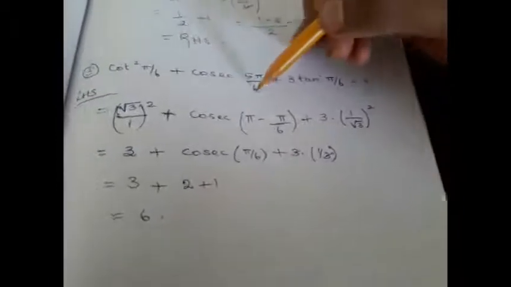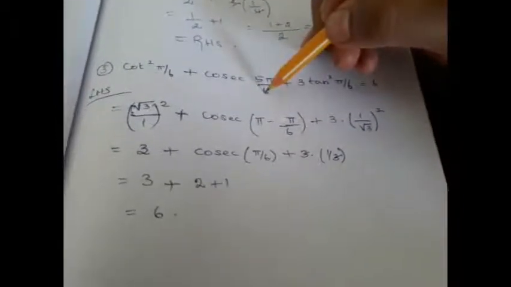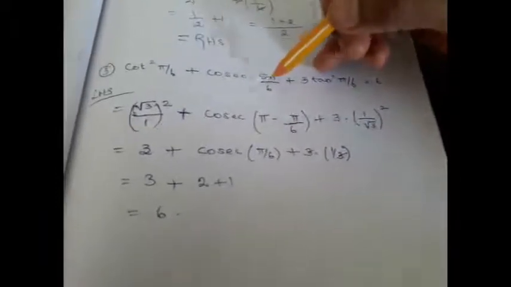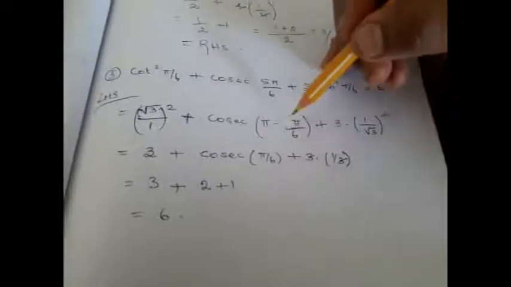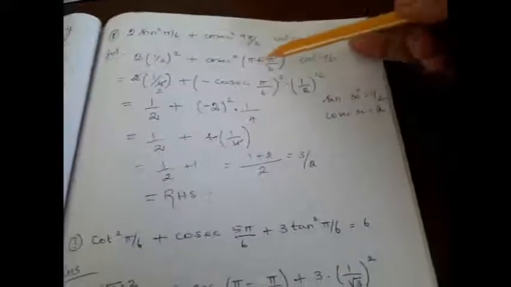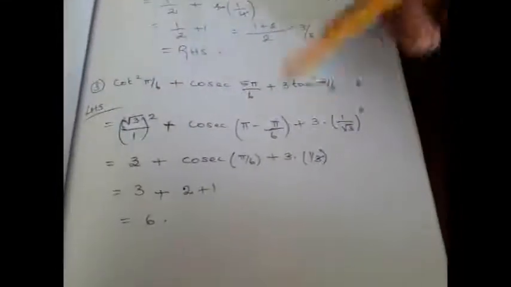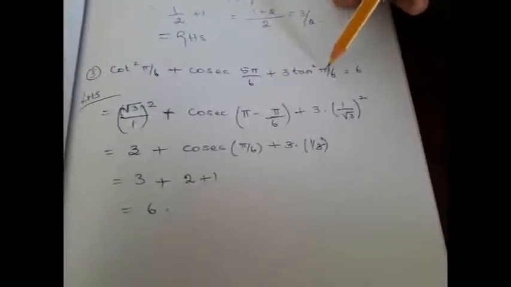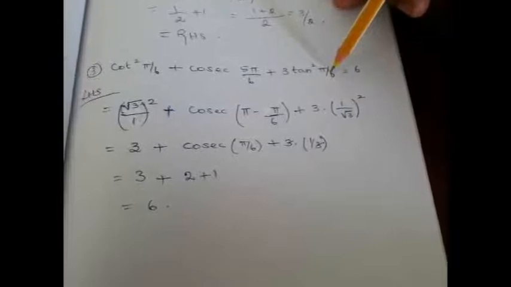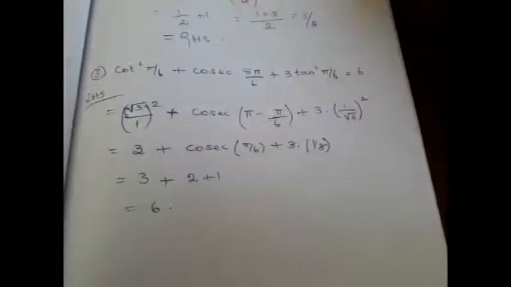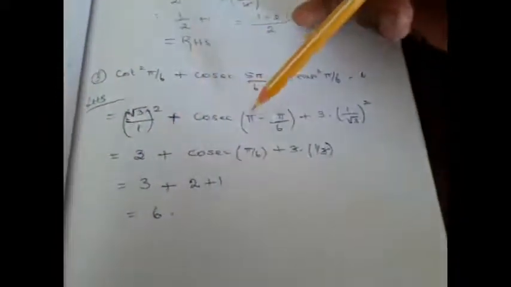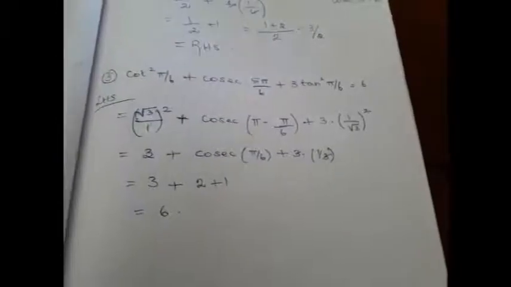Next, 5 pi by 6. Again, 5 pi by 6 is not a standard angle. So try to express it in terms of pi or 2 pi. So here we can write 5 pi by 6 as pi minus pi by 6. Earlier we got in the previous problem 7 pi by 6, so we had written pi plus pi by 6. Here pi minus pi by 6 plus 3 into tan square pi by 6. Pi by 6 means 30. What is tan 30? 1 by root 3. So 1 by root 3 the whole square. Now root 3 the whole square is 3, plus cosec(pi minus theta) is cosec theta only.